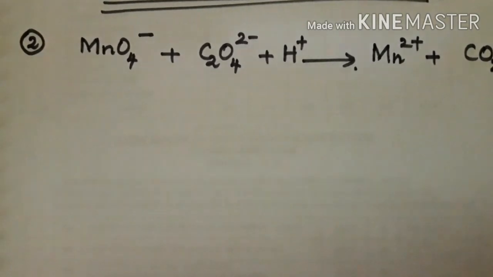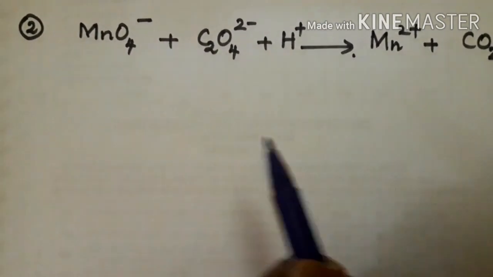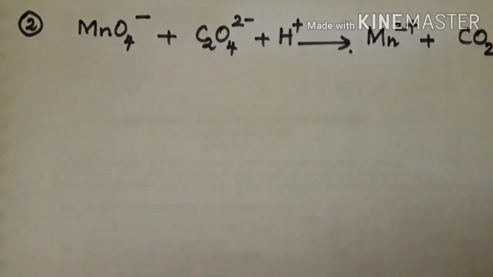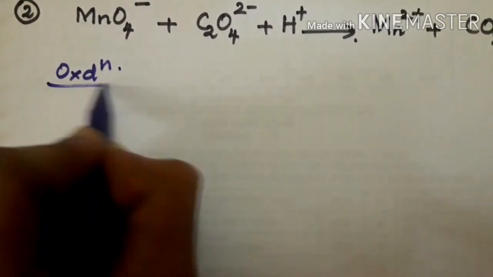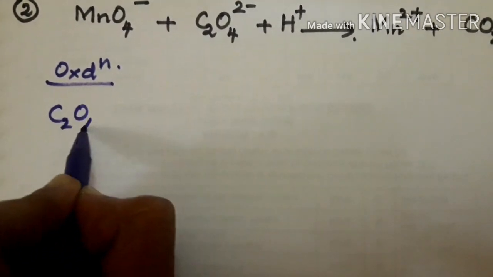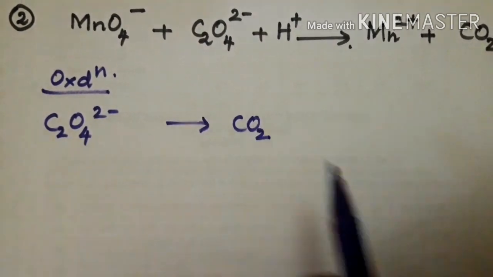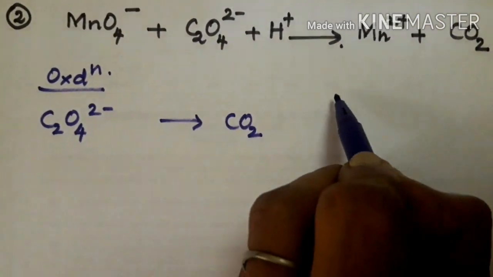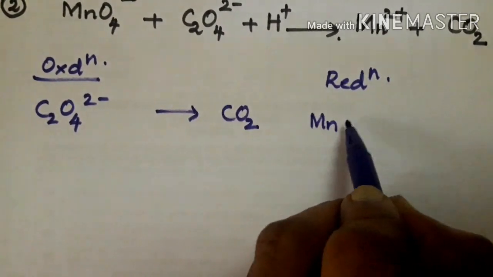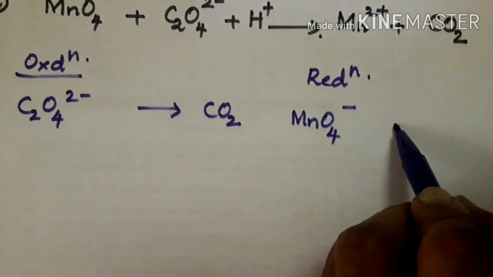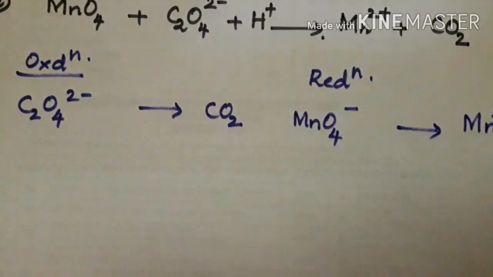Okay, so now we are dividing this equation into two halves, the reduction part and the oxidation part. Now, which is the oxidation part? C2O4 2 minus being converted to carbon dioxide. That will become the oxidation part. Now, the reduction part will be MnO4 minus changing to Mn2 plus. We'll start balancing the equation.